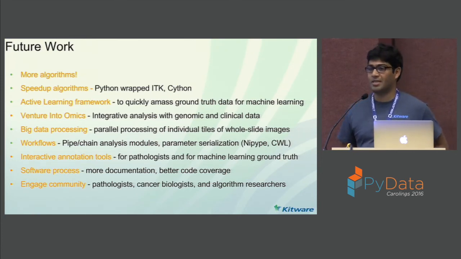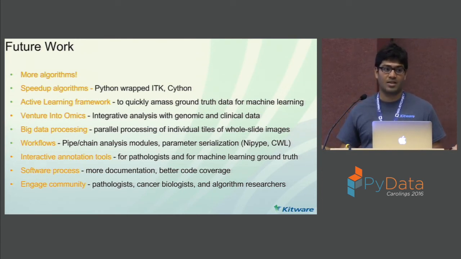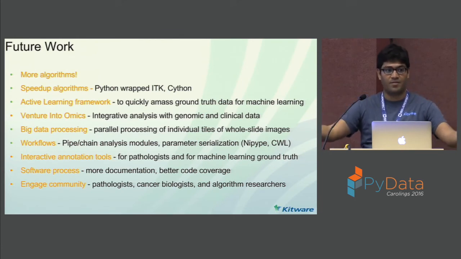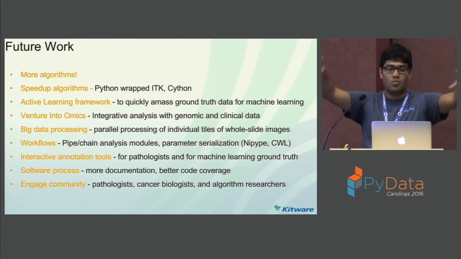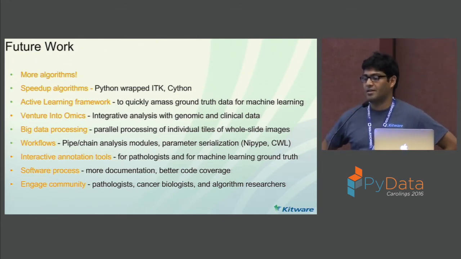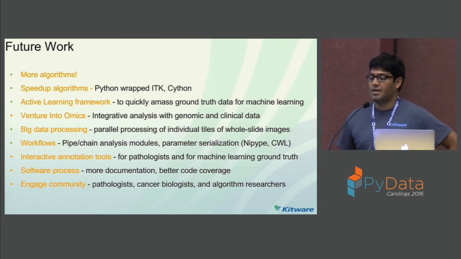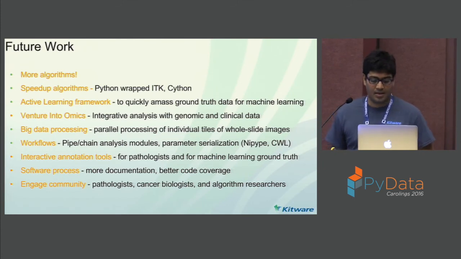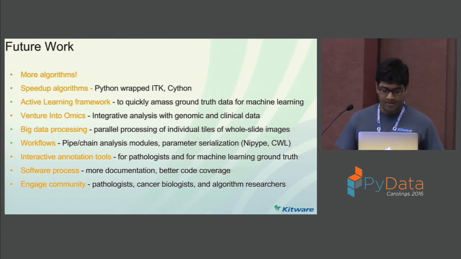Basically, we want to parallelize the processing of individual tiles of these whole slide images. These are basically stored in a pyramidal fashion, and at each level of the pyramid, the image is broken down into blocks or tiles. Right? We want to parallelize the processing of these blocks. We are looking at technologies for how to do this. We'll be venturing into the omics side of things, doing integrative analysis with genomic and clinical data, and a bunch of other stuff.